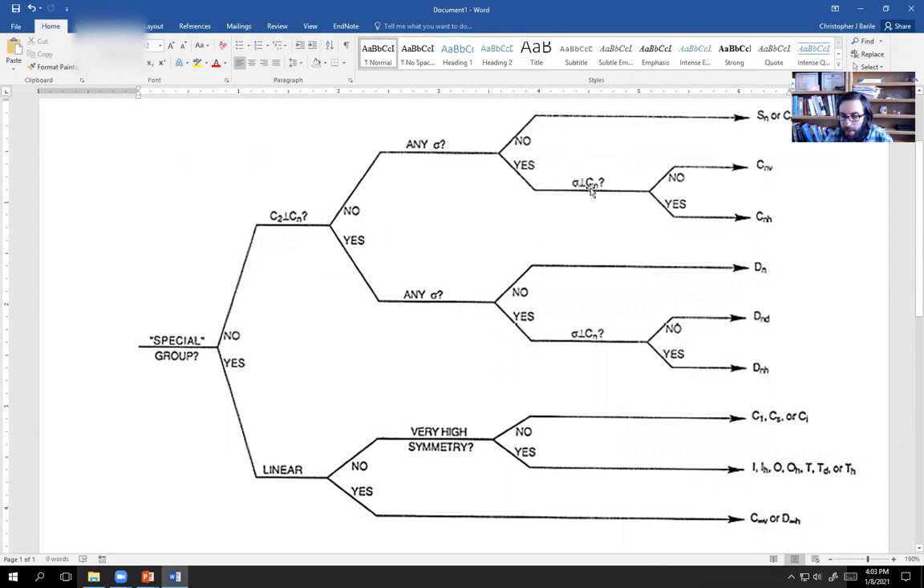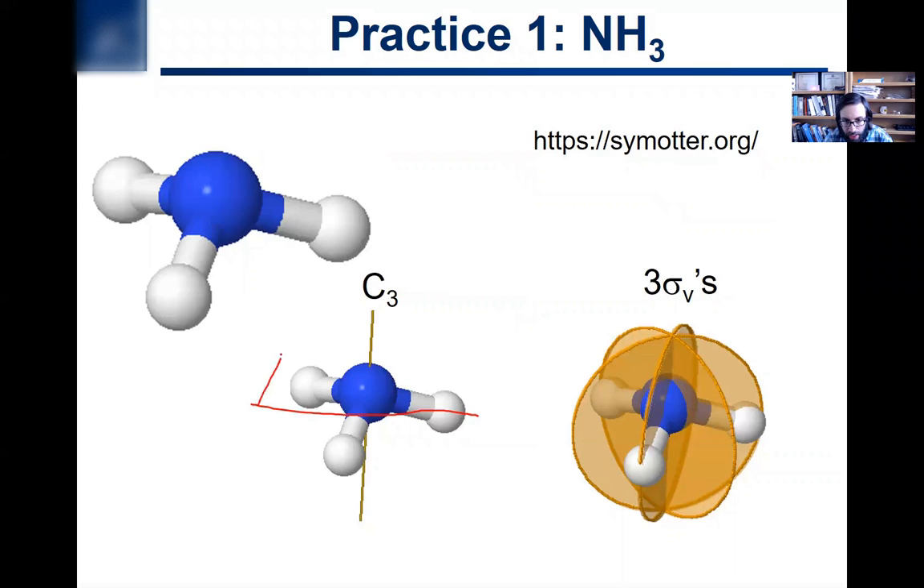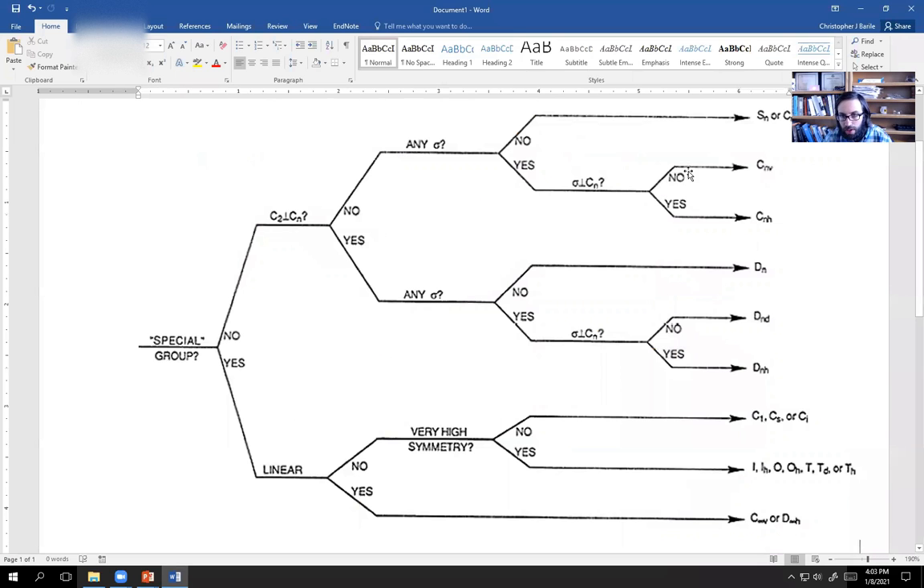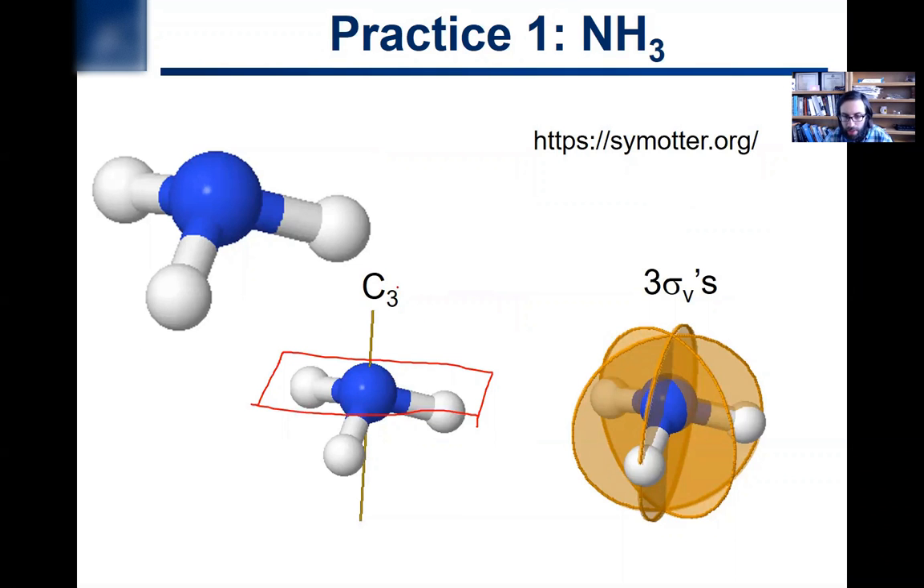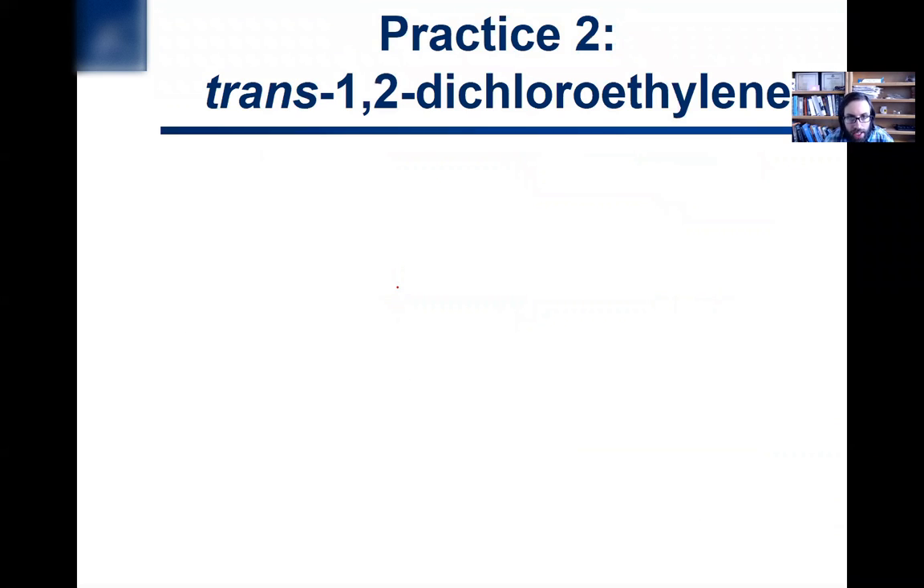Are there mirror planes perpendicular? No, there's no mirror plane like in here. Again, that would invert the umbrella up. So that gets us no, and that gets us a CNV. So because we have a C3, this would be called C3V. All right, let's do this.